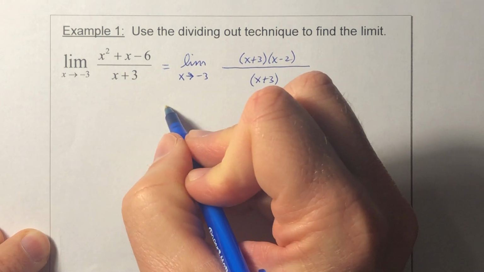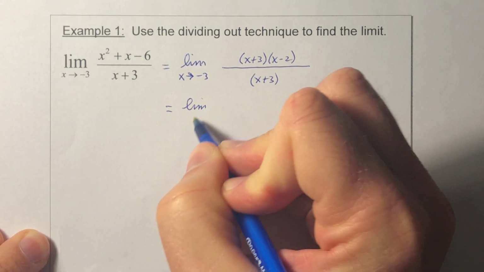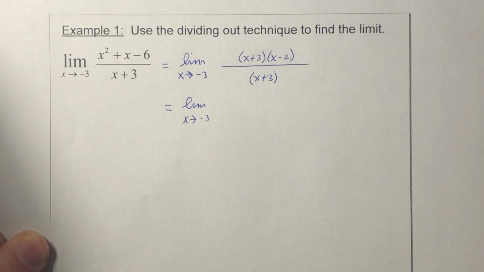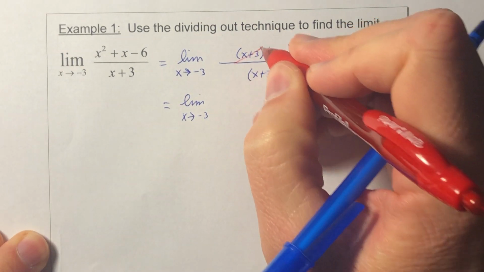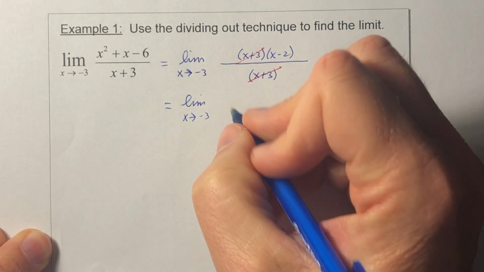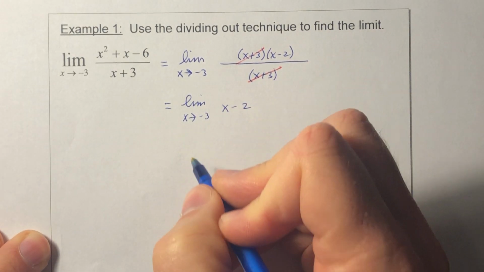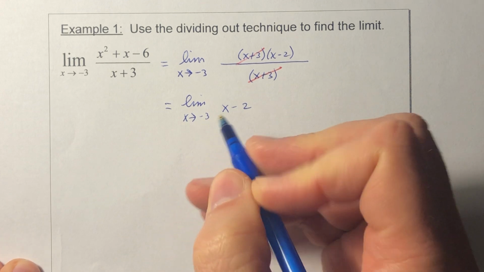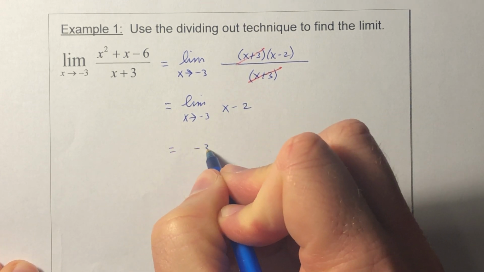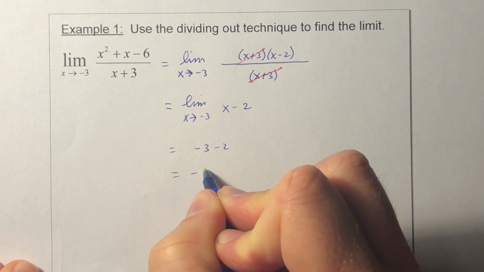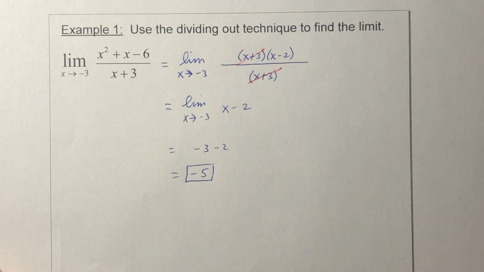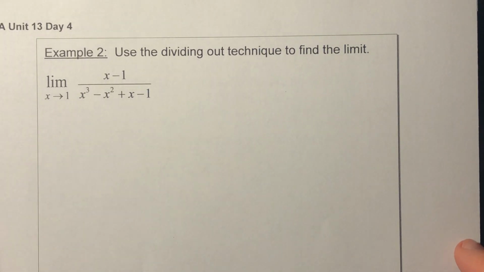Okay, now you can clearly see, hopefully, that these guys take care of each other. Okay, so that's gone. So that leaves you with x minus 2. So now that we have this, we're going to replace the x with -3. So -3 minus 2 gives you -5. And there's your limit. Okay, that's the dividing out technique. All right, here's another one.